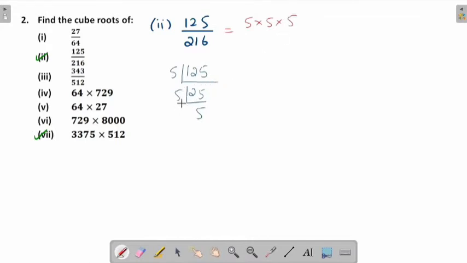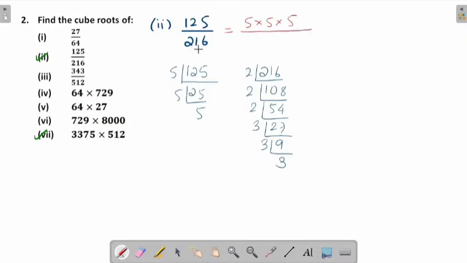Now we have another number, 216. Let's find the factorization of 216. Start with 2, 2 1's are 2, 2 0's are 0, 2 8's are 16, again with 2, 2 5's are 10, 2 4's are 8, again with 2, so you get 27. Now with 3, 3 9's are 27, again with 3 gives you this much. So in place of 216, I can write 2 into 2 into 2 into 3 into 3 into 3.